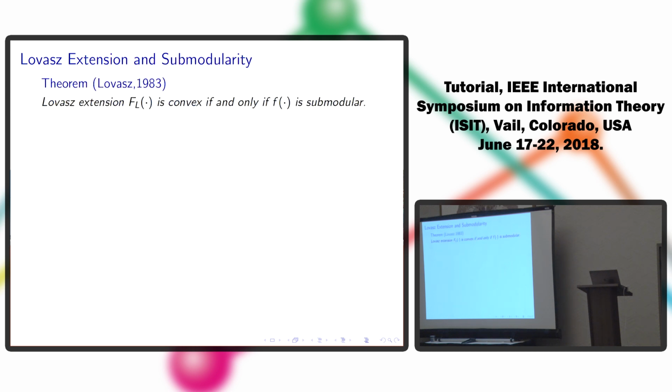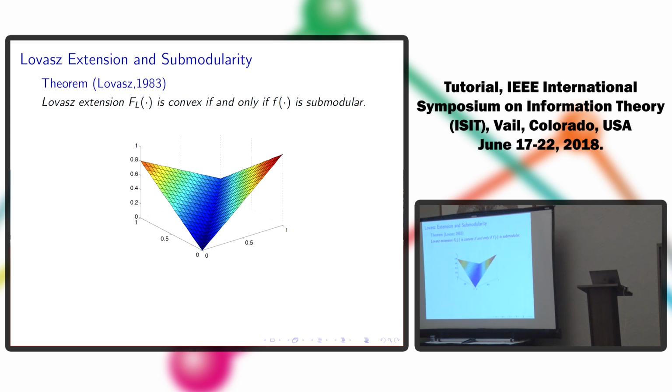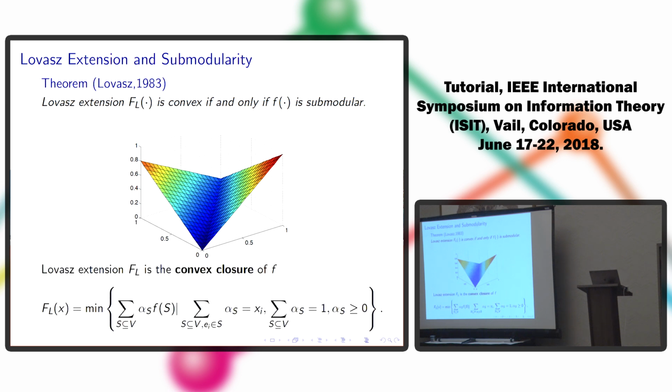But the connection goes both ways. As I said, this is a Lovasz extension. It is non-smooth. Okay? In 2 dimensions, that is a Lovasz extension. And the function is going to be convex. For any set function, the Lovasz extension is going to be convex if and only if the function is submodular. So that's a very strong connection between submodularity and convexity. The Lovasz extension is defined for any set function, but it is going to be convex if and only if the function is submodular. And one can, it is not hard to figure out that basically the Lovasz extension is a convex closure of F.